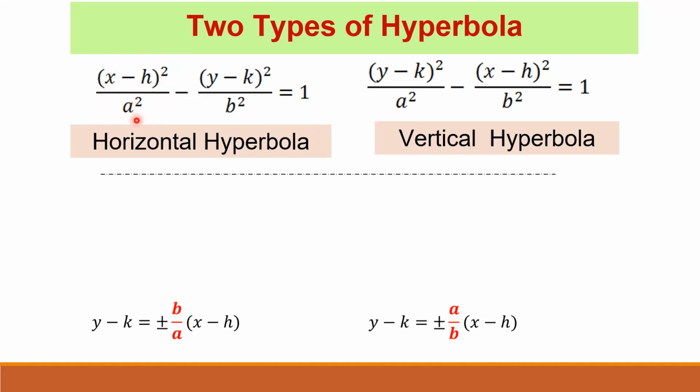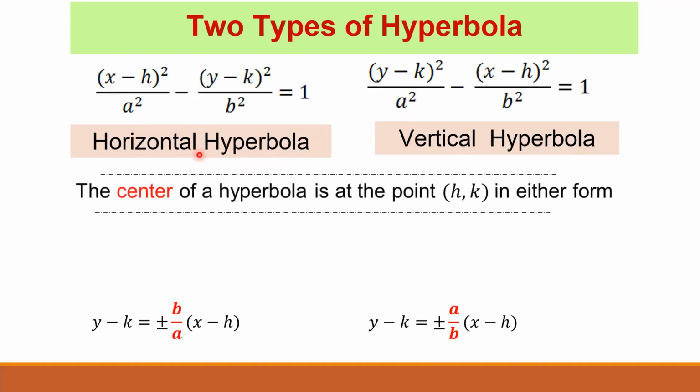So for a squared, which is under an x-axis is horizontal. That's why we have a horizontal hyperbola. Dito naman, a squared is under the y-axis is a vertical line. So we have a vertical hyperbola. Okay, so yung ating center, regardless whether horizontal or vertical, is always HK.